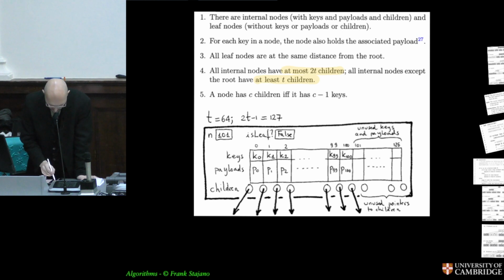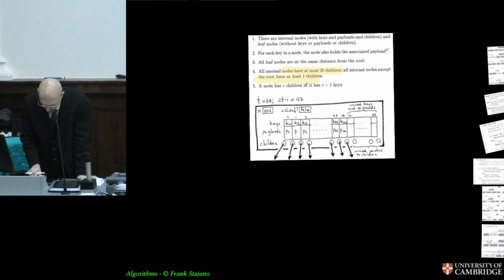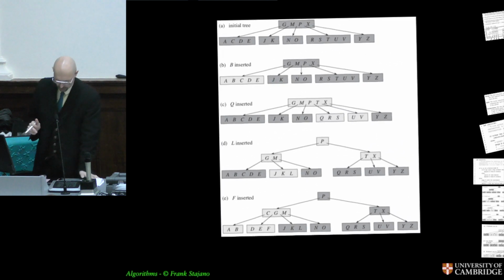So if you have a B-tree, how should you insert into a B-tree? You should be doing the same things as you have done for the 2, 3, 4 tree. This is a picture from your textbook where you have an initial tree with keys being letters of the alphabet, and you want to insert the letter B. So let's get ourselves a B.